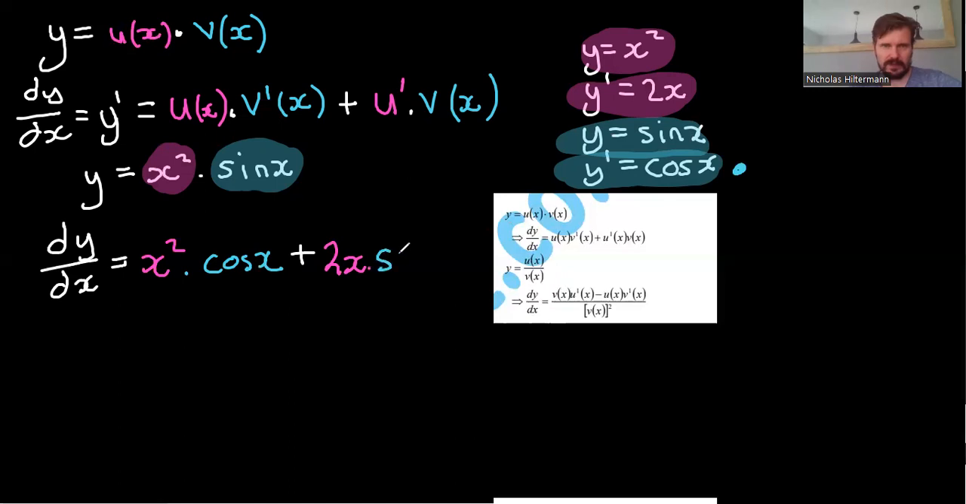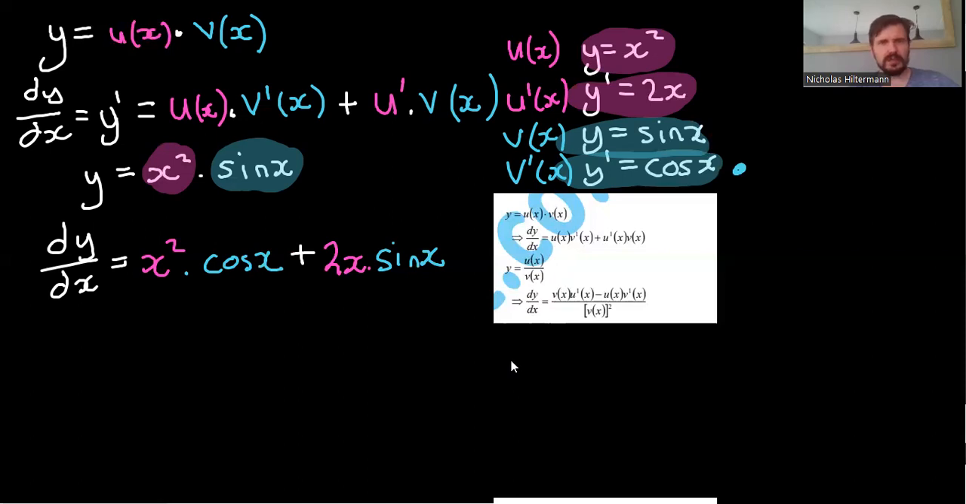Okay, so if you weren't sure what happened there, you can watch again. But basically, what do we have? This was our u(x). This was our u dash x. This was our v(x). And this was our v dash x. Okay, so that's the product rule.